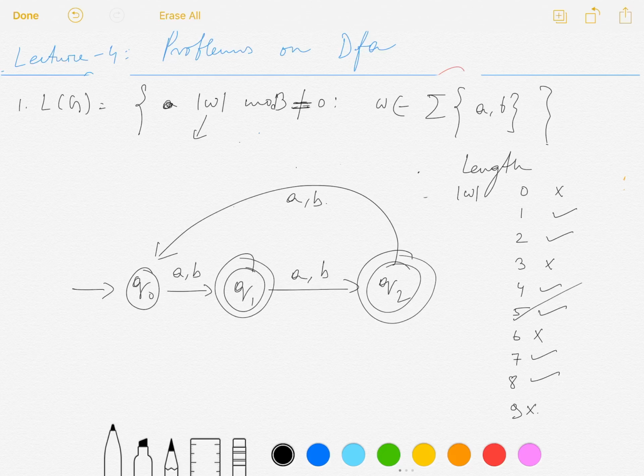That means, at Q0 the length of the string is 0, which will not be accepted. At Q1 the length of the string is 1, it should be accepted, and at Q2 the length is 2, it will be accepted. Again at Q0 the length is 3, it will not be accepted. At Q1 again the length will be 4, it will be accepted. At Q2 the length is 5, it will again be accepted. So, in this way it will move.